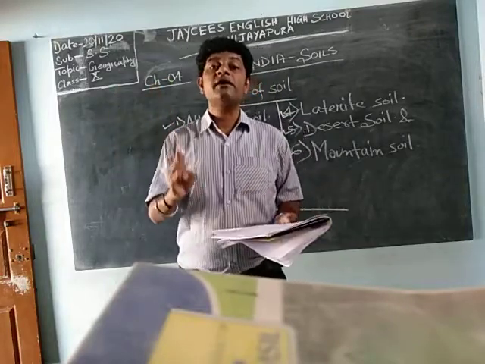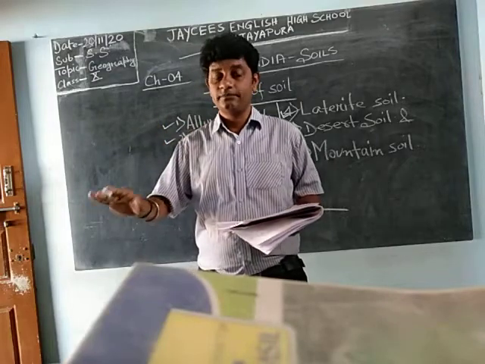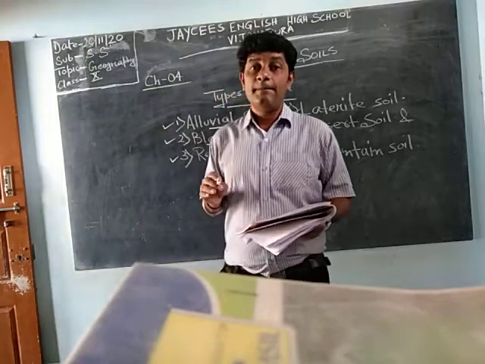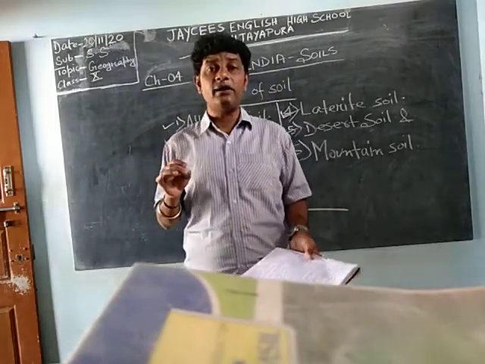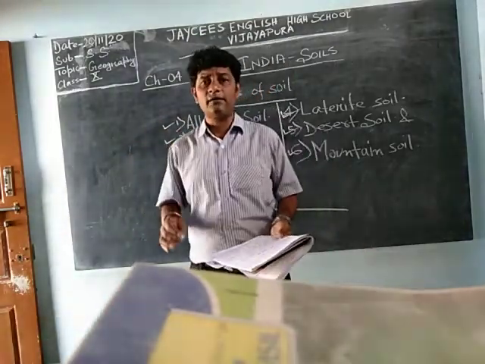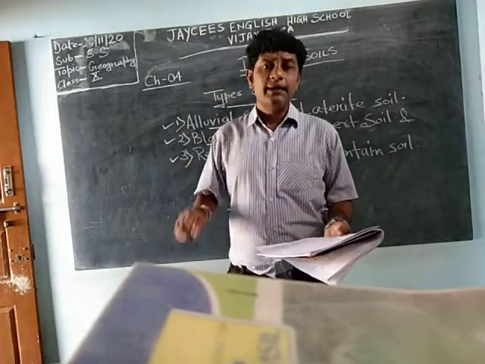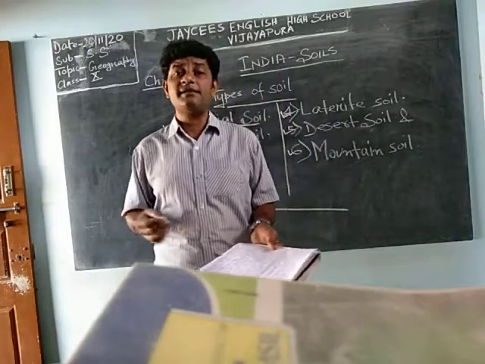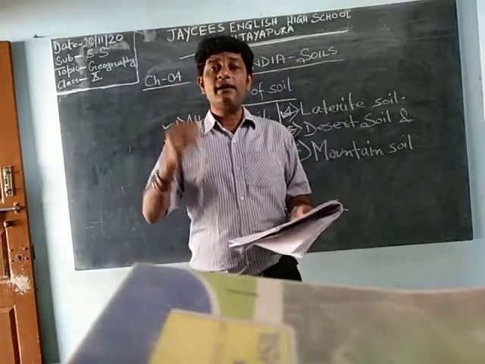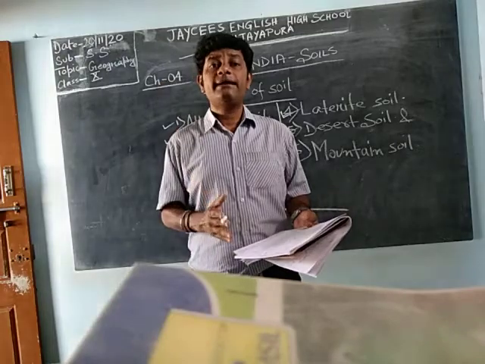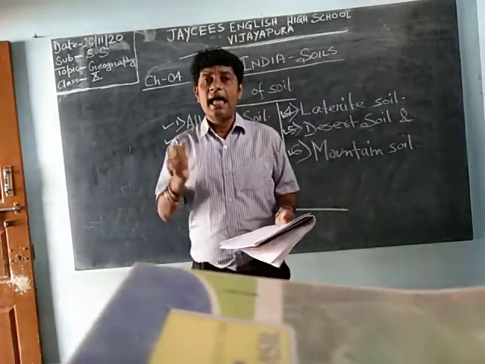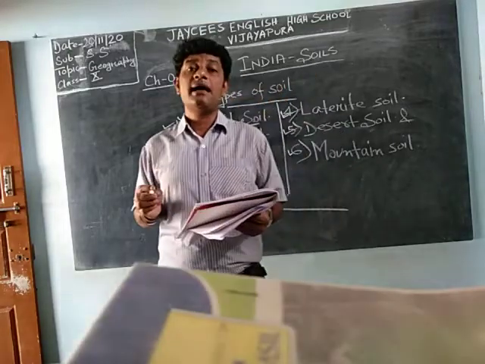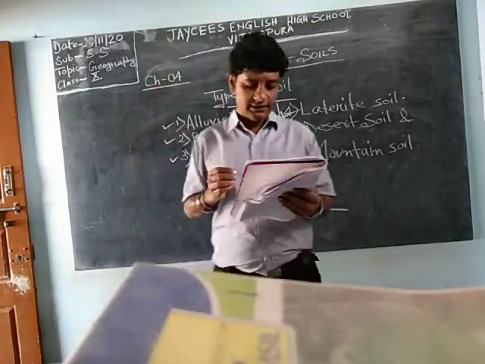Apart from that, black soil and red soil, we can do cultivation in those soils. But this laterite soil is not at all fertile soil. So we can't do much cultivation in this type of soil. But in the summer season, when this laterite soil dries up, it becomes very hard, and it becomes laterite rock, which is used for the construction of infrastructure.